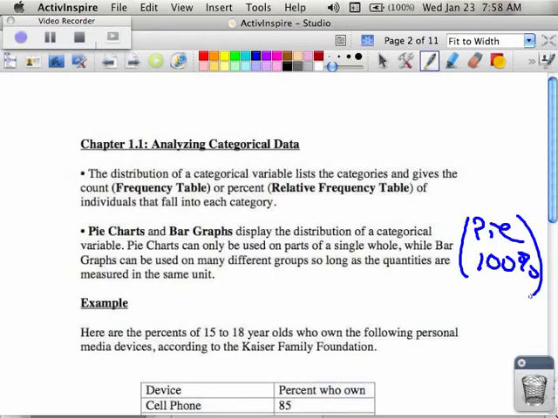Bar graphs can be used in many different groups so long as the quantities are measured in the same unit. Now, one of the things that's important when you're making any graph whatsoever, you should always have a title, and you should always label. That's the biggest error that's made on the AP Stats exam in May: when you draw a graph, if you don't label each pie piece, you know, what you're talking about, or if you don't give the graph a title, that's a problem.